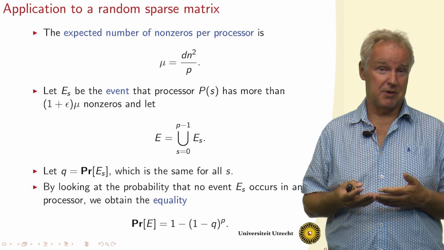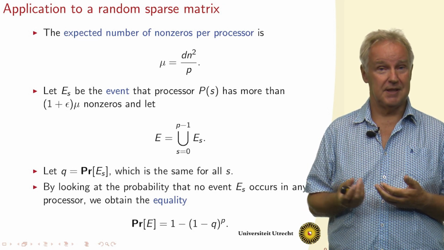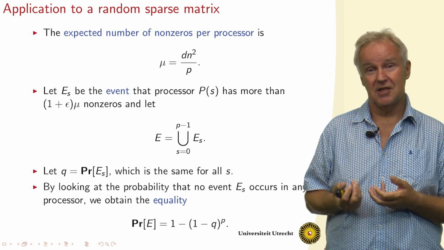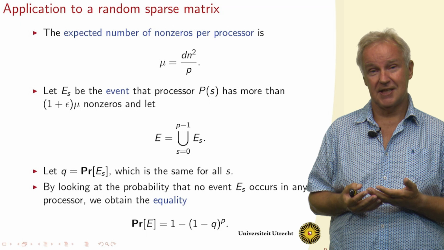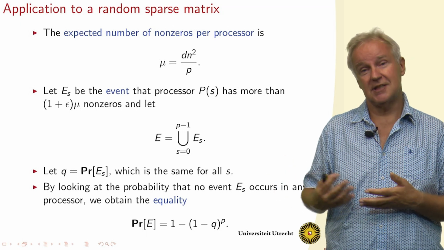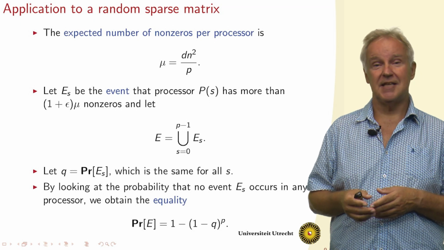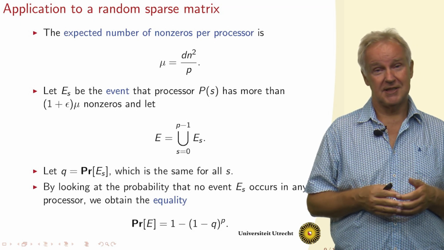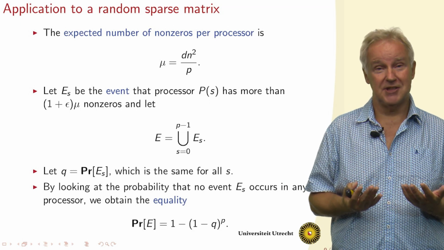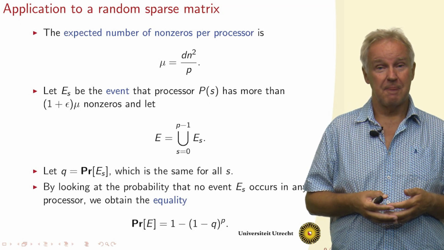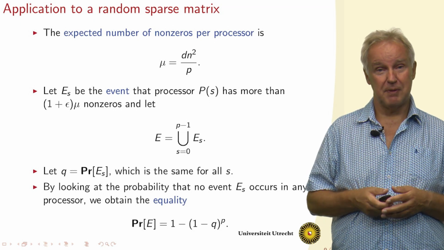That probability is 1 minus q to the power p. Every processor has a probability 1 minus q of not exceeding, and all of them not exceeding is then 1 minus q to the power p. And then the probability that this does not happen, so that one processor exceeds the bound, that is then 1 minus (1 minus q) to the power p.